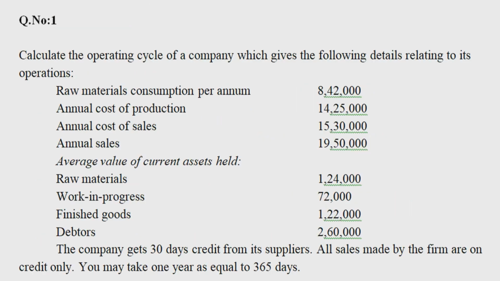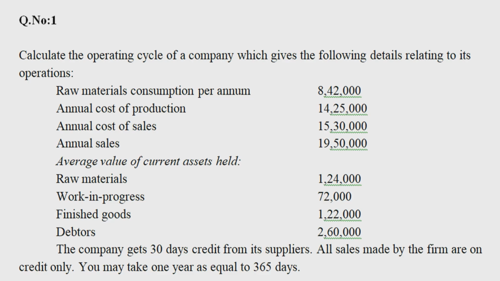Next, we will see a problem to find out the operating cycle. Calculate the operating cycle of a company which gives the following details related to its operations. Raw material consumption per annum is 8,42,000. Annual cost of production is 14,25,000. Annual cost of sales is 15,30,000. Annual sales is 19,50,000. Additional information given is the average value of current assets held: raw material, work in progress, finished goods and debtors.